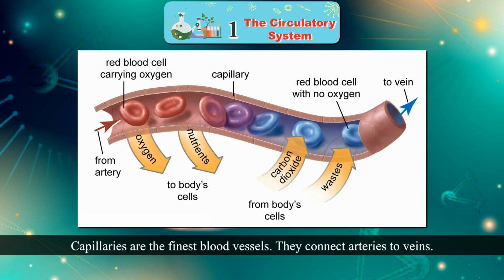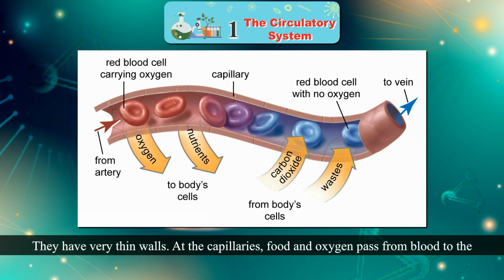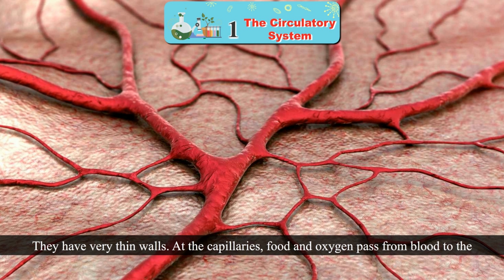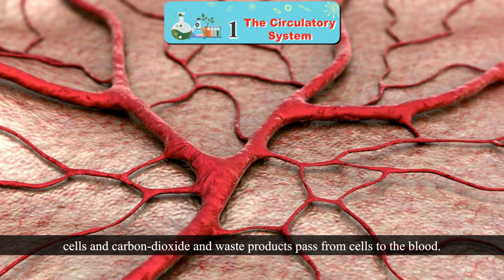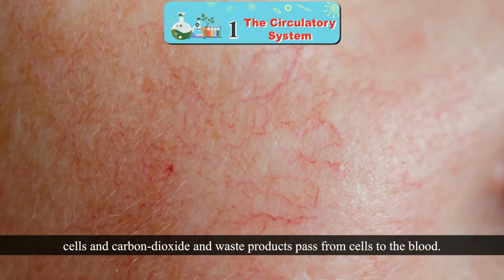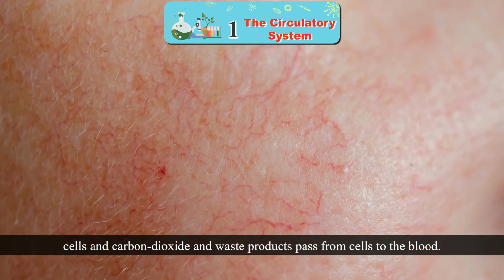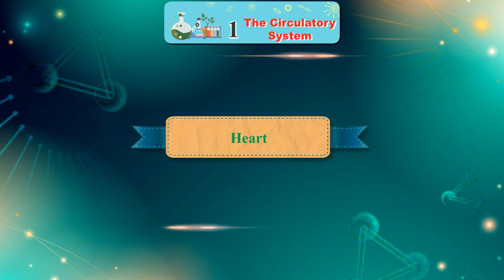Capillaries. Capillaries are the finest blood vessels. They connect arteries to veins. They have very thin walls. At the capillaries, food and oxygen pass from blood to the cells, and carbon dioxide and waste products pass from cells to the blood.